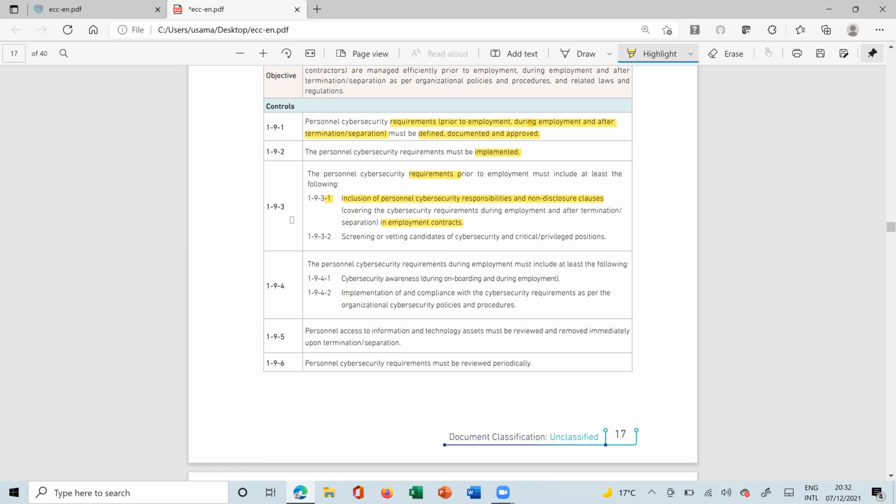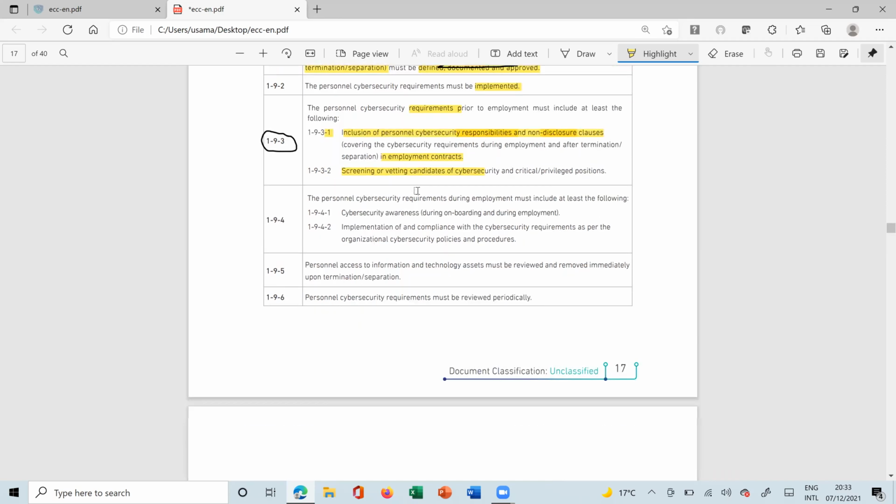The second condition, and please note that when we are speaking about control 1-9-3, it is about the period prior to employment. Before the employment, we have to add the cybersecurity responsibilities and non-disclosure agreements in the contract. Also, you have to make a screening or vetting for the candidate. You have to make sure that he does not have any criminal records or bad experience with other companies, and that he is suitable for the title and so on.